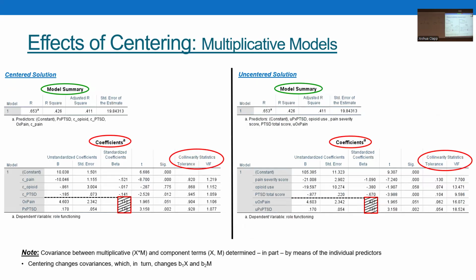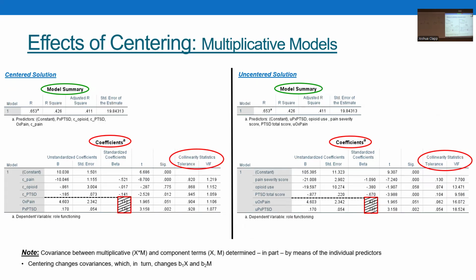But if I take a look at my multiplicative models, now things start to change, okay? For my centered solution versus my uncentered solution, my overall model doesn't change. My R squared is the same because all you're doing is playing around with where the 0 point is. So your overall R squared shouldn't change at all. If it does, something's gone wrong, okay? But you'll see your coefficients start to change.